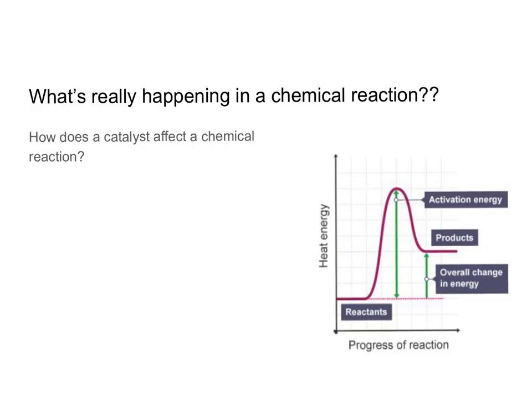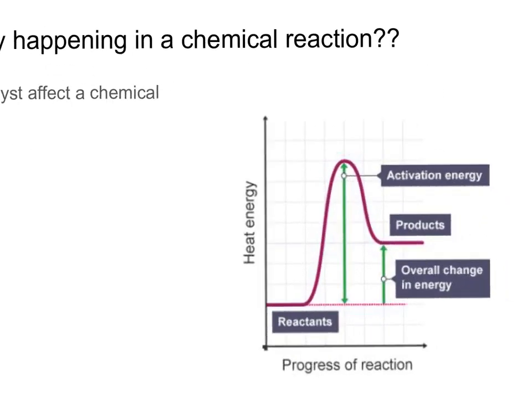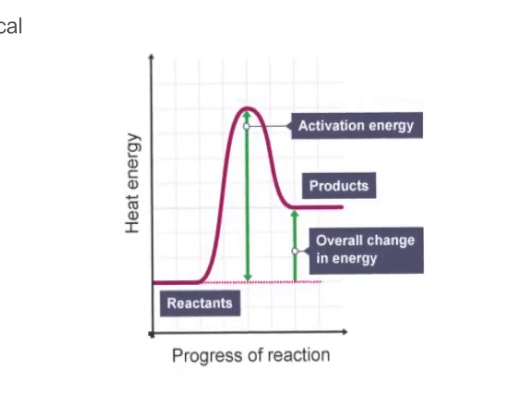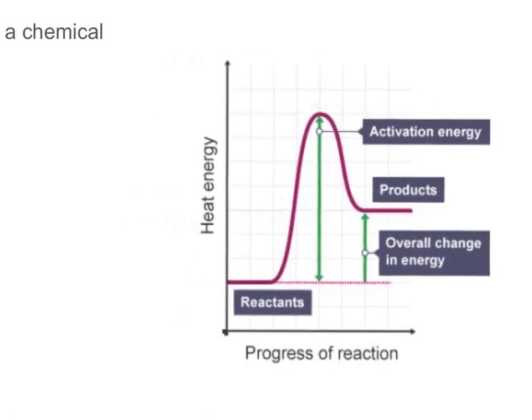So you should write that down as well, how it affects a chemical reaction. What a catalyst does is essentially make it more likely that these molecules are going to collide in a way that's going to start a reaction. It's going to cause them to need less energy when they collide with each other.